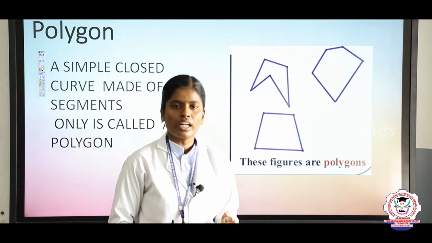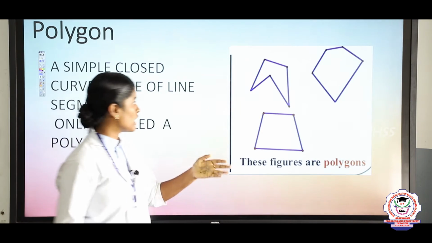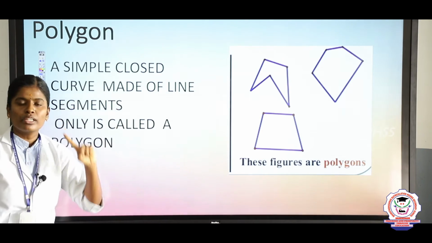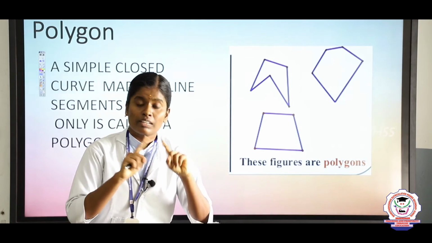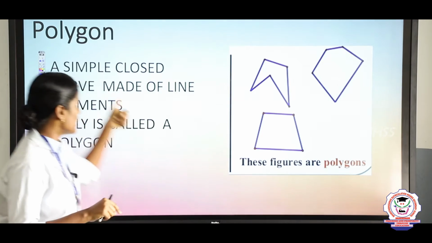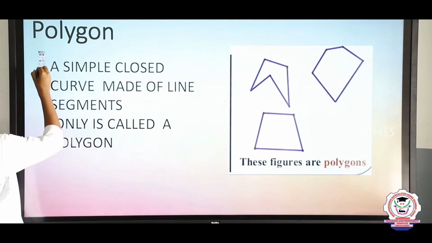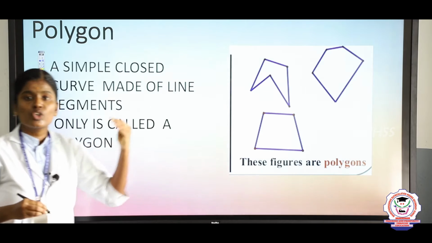What is meant by polygon? A simple closed curve made of line segments only. So, இதில் இருக்கிற எல்லாமே fully line segments. A simple closed curve made of line segments only is called polygon.